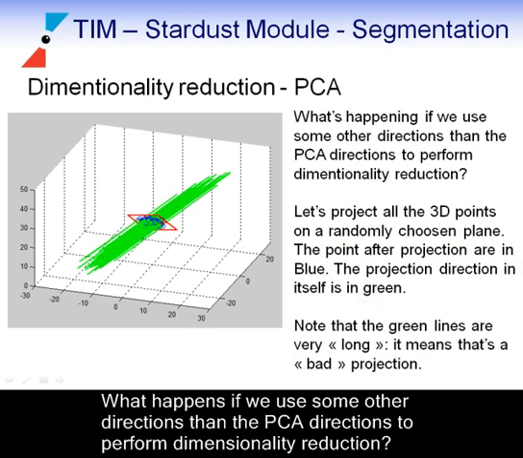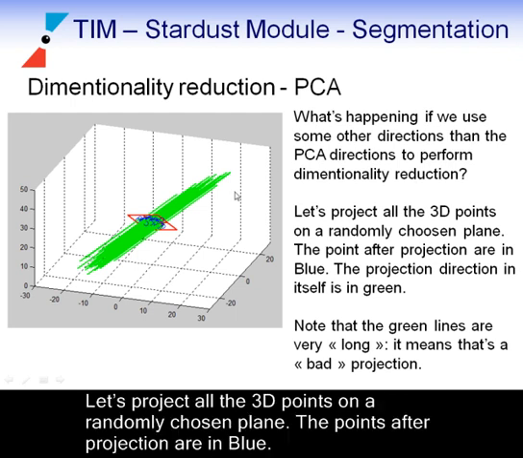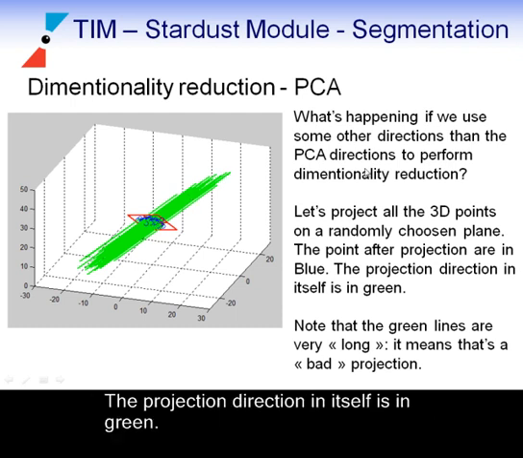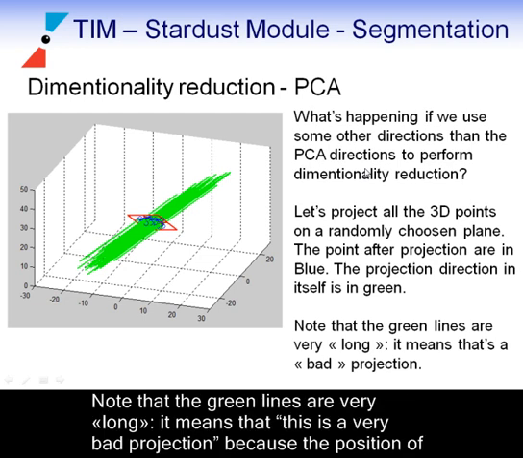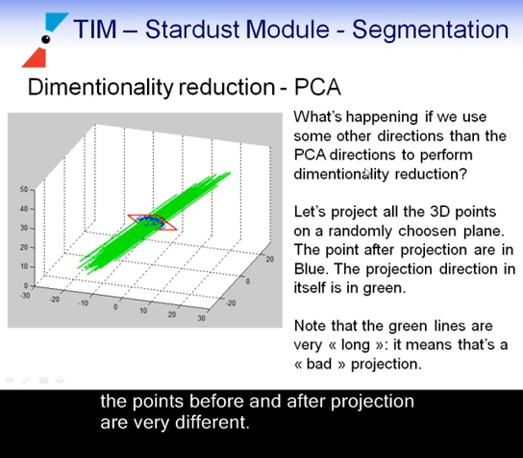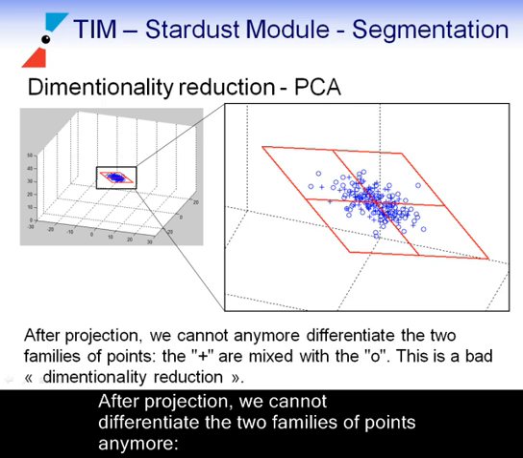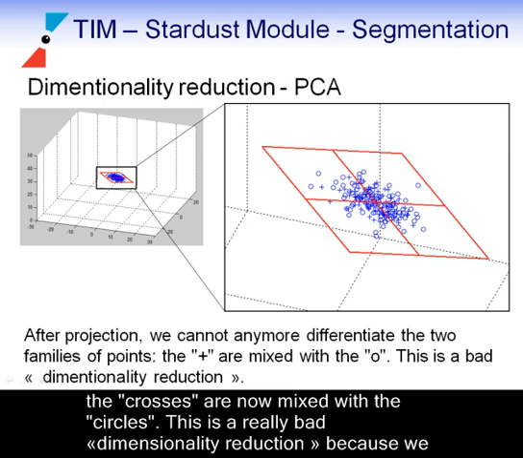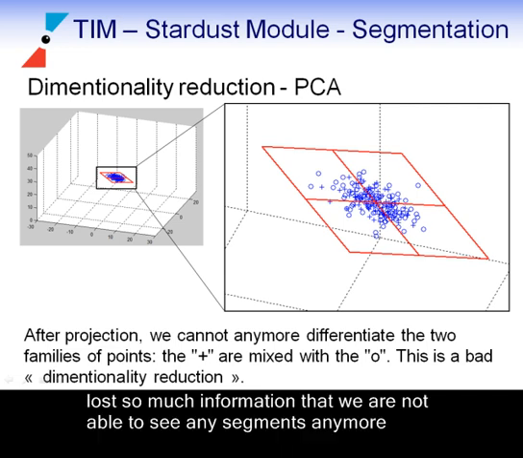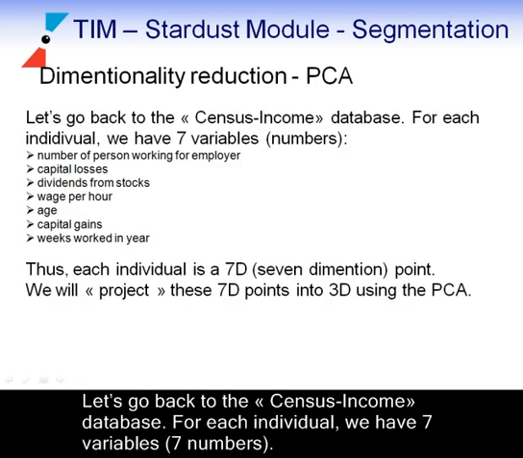What happens if we use some other directions than the PCA directions to perform dimensionality reduction? Let's project all the 3D points on a randomly chosen plane. The points after projection are in blue. The projection direction in itself is in green. Note that the green lines are very long. It means that this is a very bad projection because the position of the points before and after projection are very different. After projection, we cannot differentiate the two families of points anymore. The crosses are now mixed with the circles. This is a really bad dimensionality reduction because we lost so much information that we're not able to see any segments anymore.